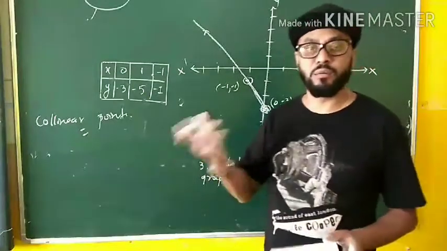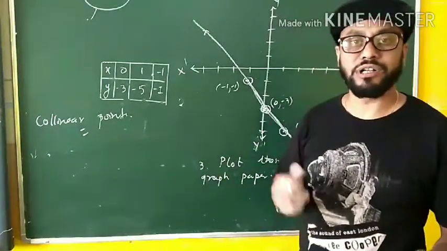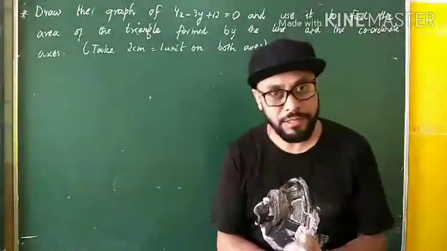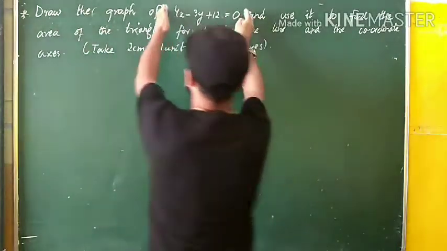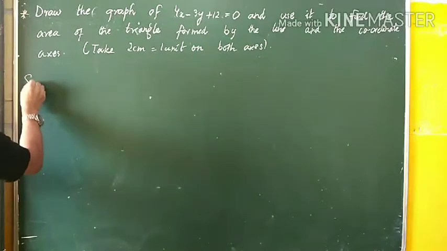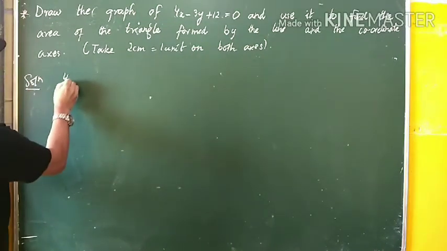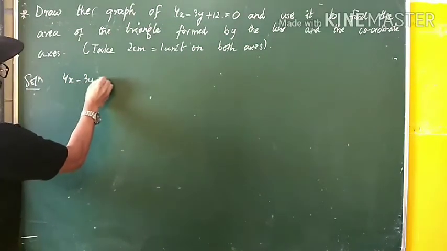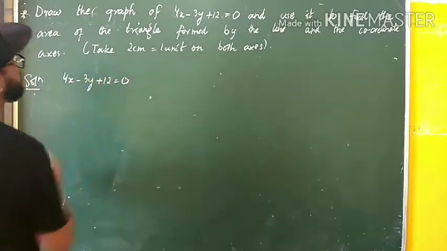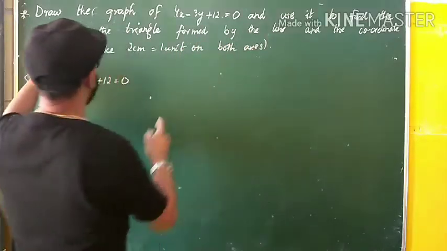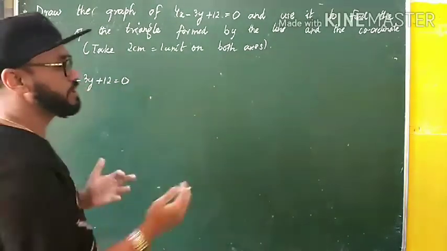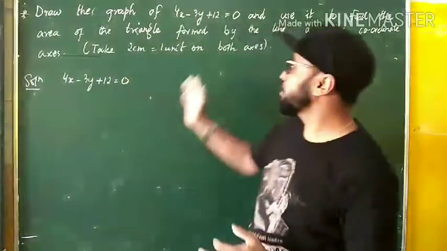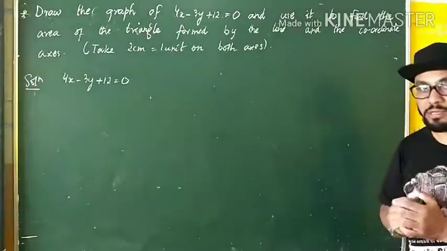Okay, so let's take more examples so that it will be easy for you to understand the chapter. So let's take another example. It says draw the graph of the linear equation given. So here is the solution: 4x minus 3y plus 12 is equal to 0, and use it to find the area. So first let's try to draw the graph of the linear equation on the graph paper. Then we'll discuss the second part. So two parts are here.